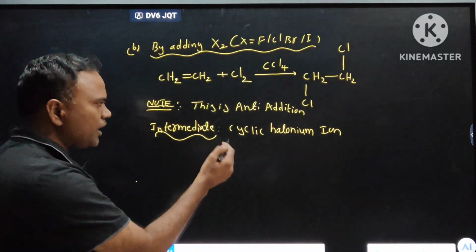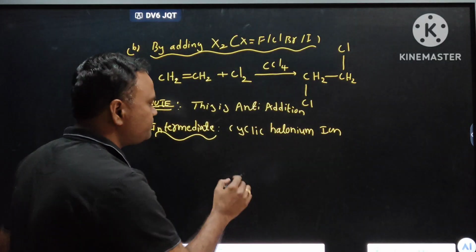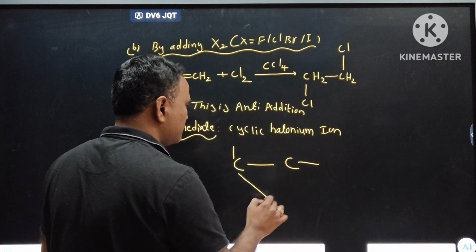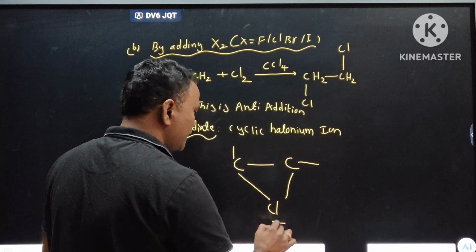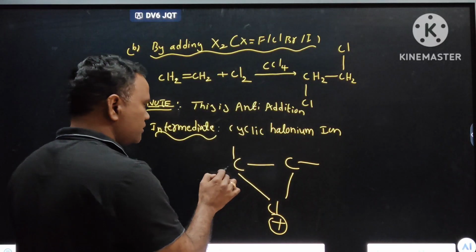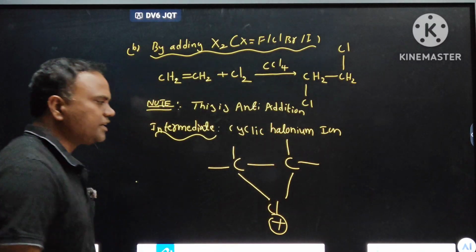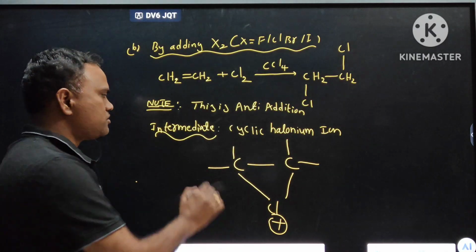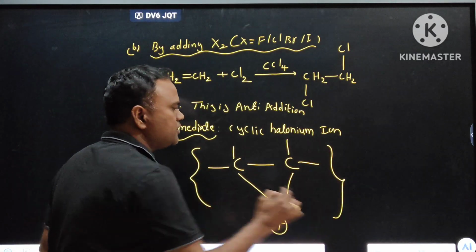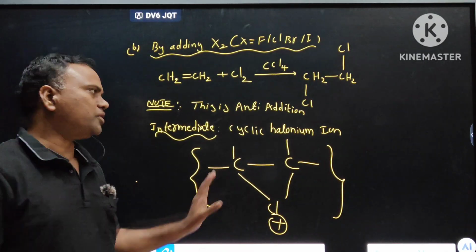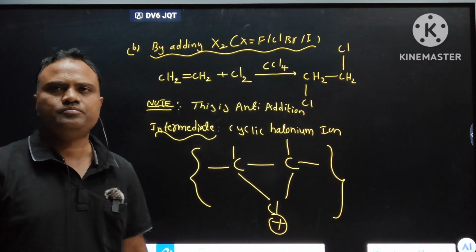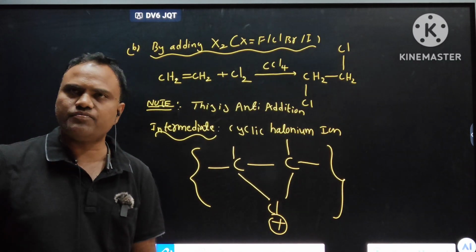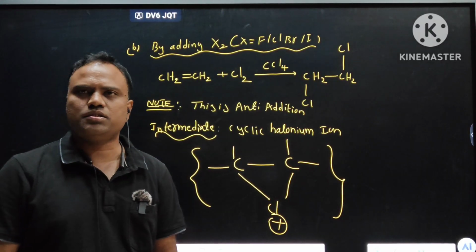Right? Okay. I'll give you the cyclic halonium ion. Halogen, chlorine, this is chlorine. This is the cyclic halonium ion: cyclic halonium, chloronium, bromonium ion. Just keep this point in our mind, that is enough. No need to waste time on this. Clear? Second method, from alkenes only. We are doing preparations from alkenes.